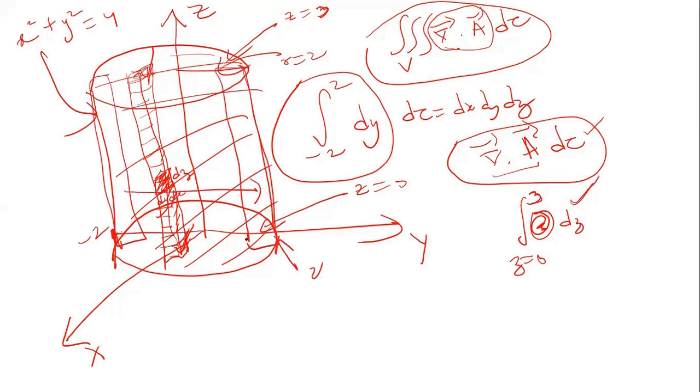So after integrating with respect to y from -2 to +2, what we will be having is something like this.